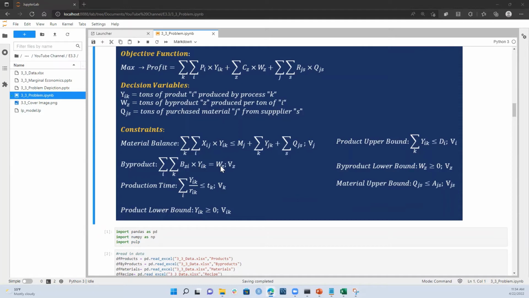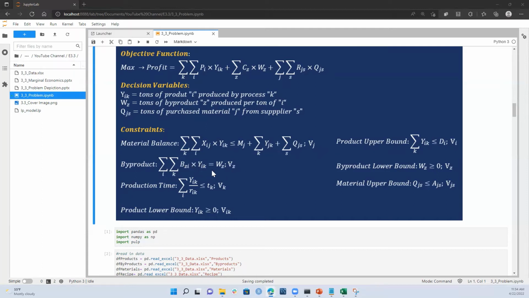For byproducts, this is actually a constraint that defines one of our decision variables, W sub Z, so it's also a material balance, but it's slightly different. So for all product I made on machine K, so Y sub ik, summed up across all products I and all processes K, multiplied by the coefficient B sub Zi, which represents the amount of Z made per product I, gives us W sub Z, the byproduct Z, and that is done for each different byproduct. Again, recalling that we only have one byproduct right now, B1, which is the gas produced from processing material 4 to make material 3.